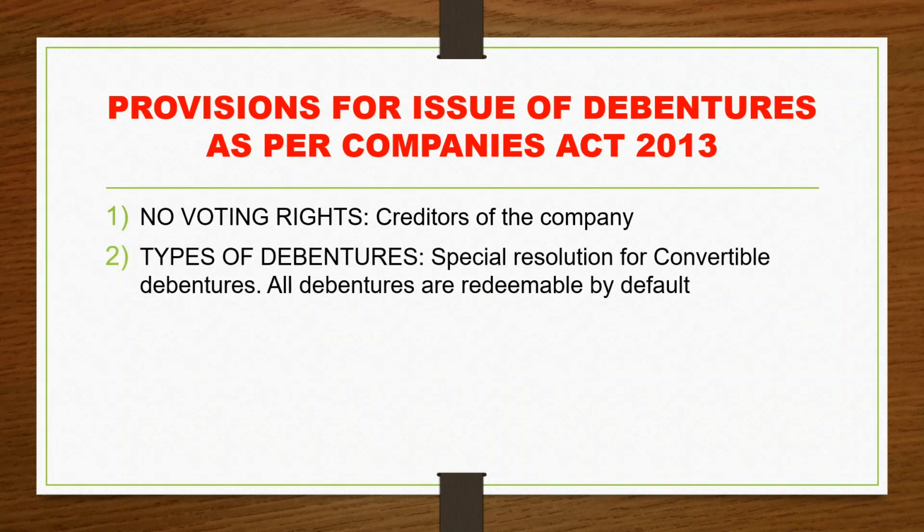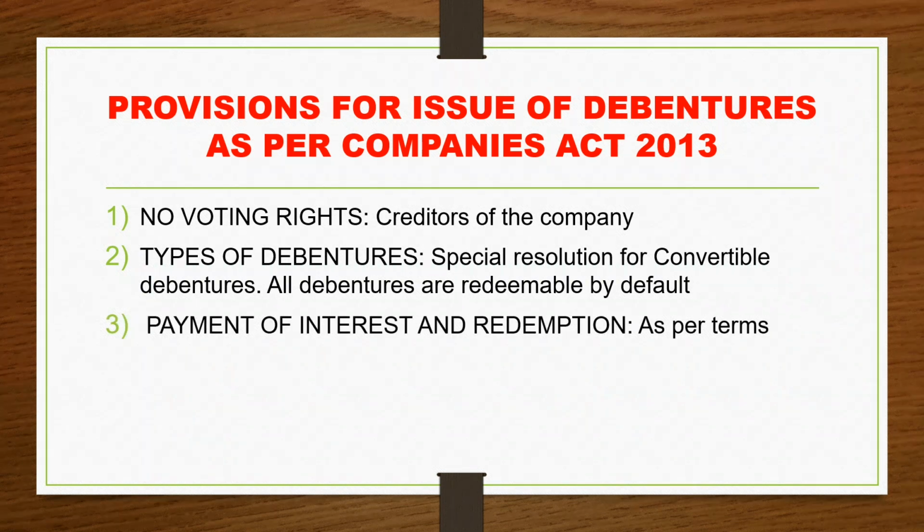Types of debentures. All types of debentures can be issued by a company. It can issue secured or unsecured debentures, fully or partly convertible debentures, or non-convertible debentures. But when it has to issue convertible debentures, a special resolution has to be passed in the annual general meeting. All debentures are redeemable, that is, they have to be repaid after a certain period of time.